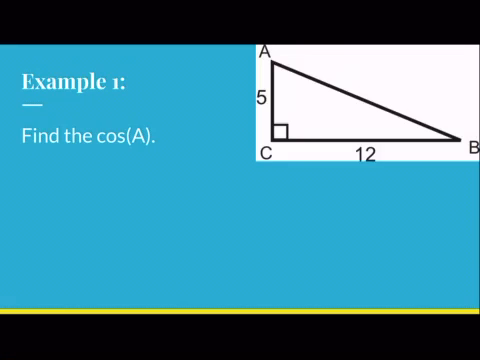So our first example is to find cosine of A. Our first triangle is the exact same problem from yesterday. Both examples are going to be the same triangles from yesterday. All we're going to be doing, instead of finding sine, is looking for cosine.